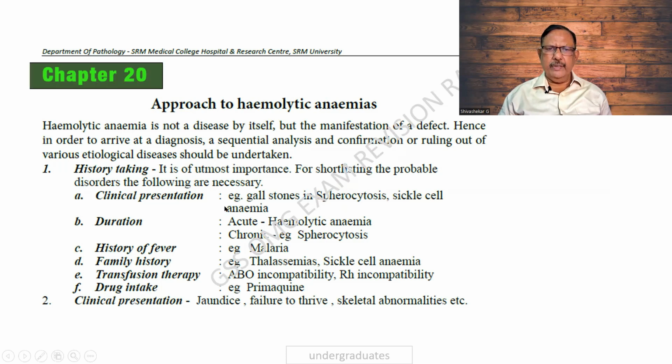Therefore, the presentation. For example, gallstones in spherocytosis, leg ulcers in sickle cell anemia. Duration of the hemolytic anemia, whether it is acute or chronic. History of fever can be malaria. Family history: thalassemia, sickle cell anemia. Any transfusion therapies. Drug intake, for example, primaquine. And clinical presentation of jaundice, failure to thrive, skeletal abnormalities, etc.